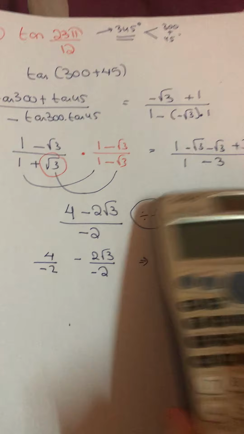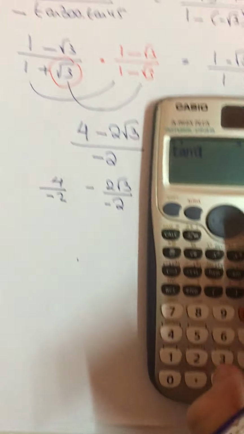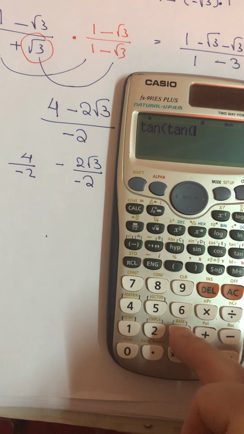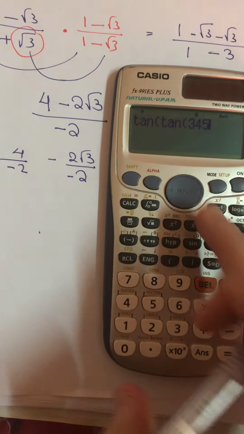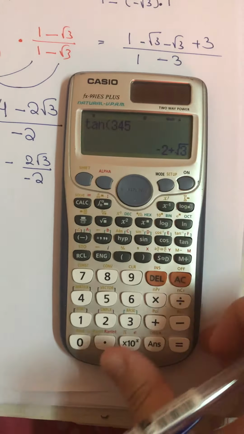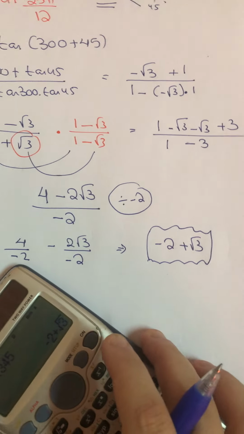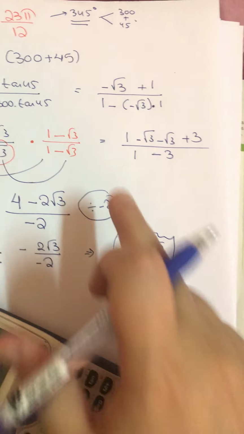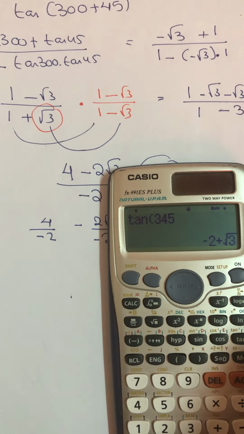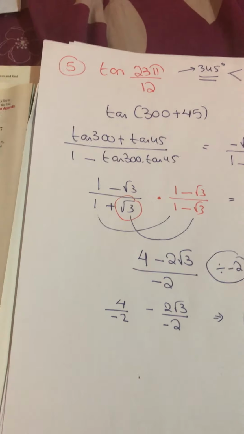And you can do it on the calculator: tan, if you are in degrees, shift mode 3, you can do tan 345 degrees, you will get the answer. If you stopped here, you might think you're wrong, where for example over here 1 minus root of 3 plus 1 plus root of 3. You have to simplify this. So you're not wrong. Okay?